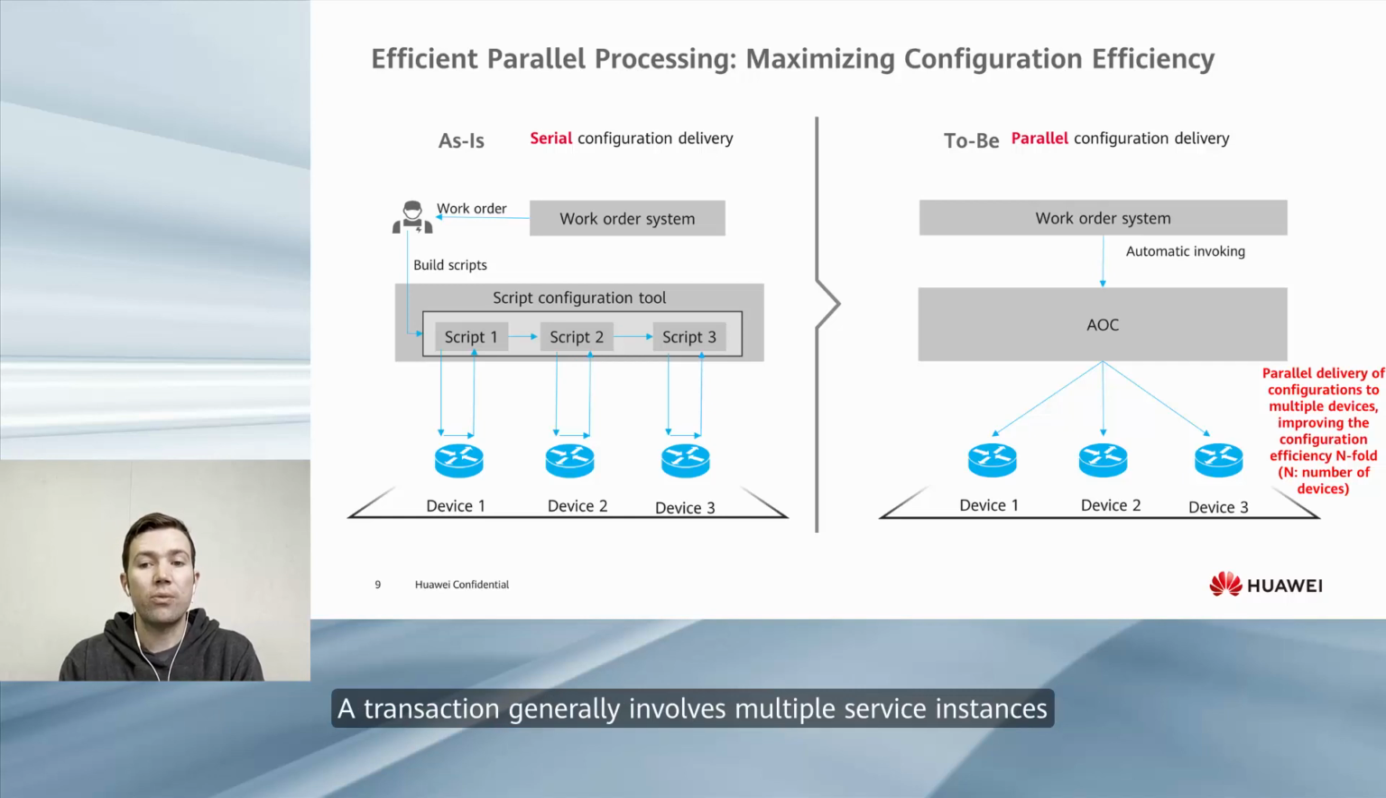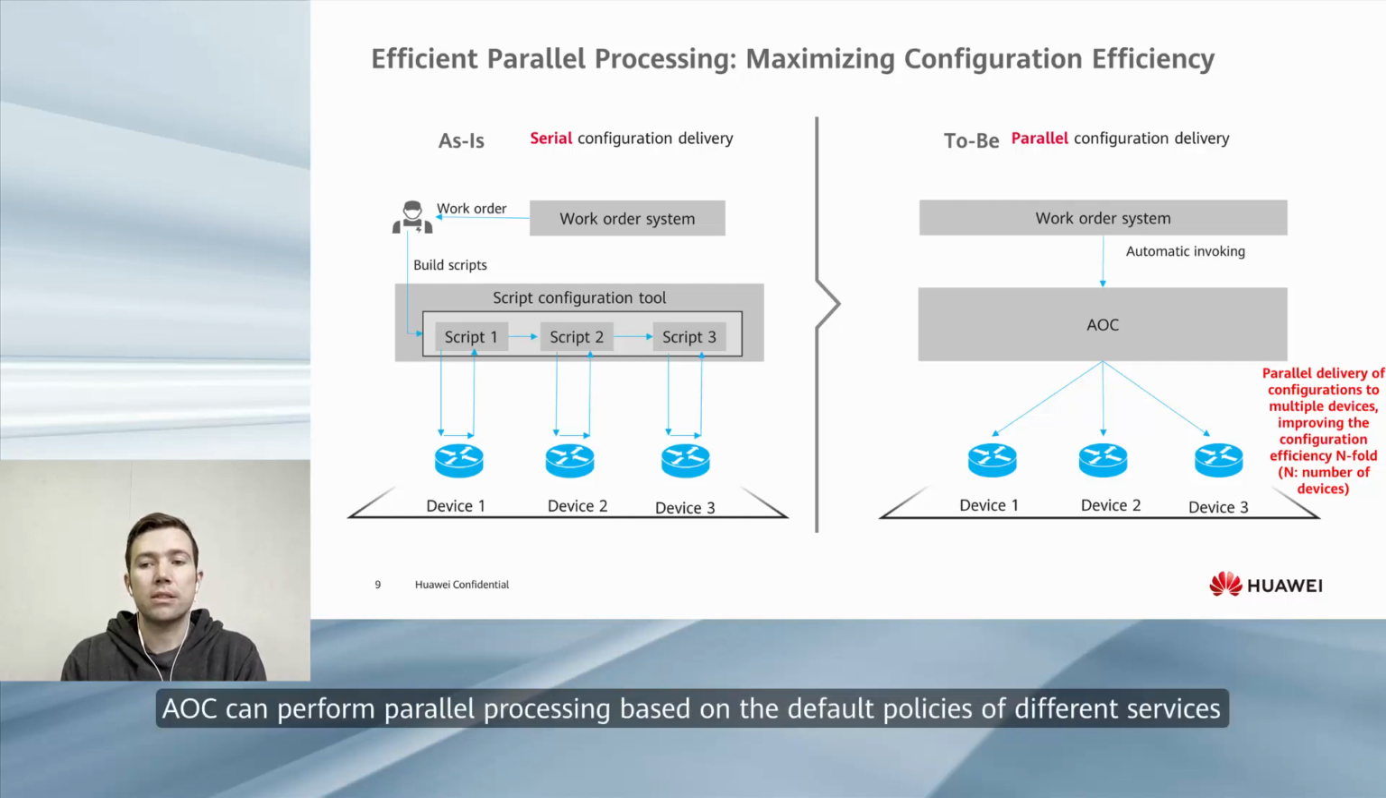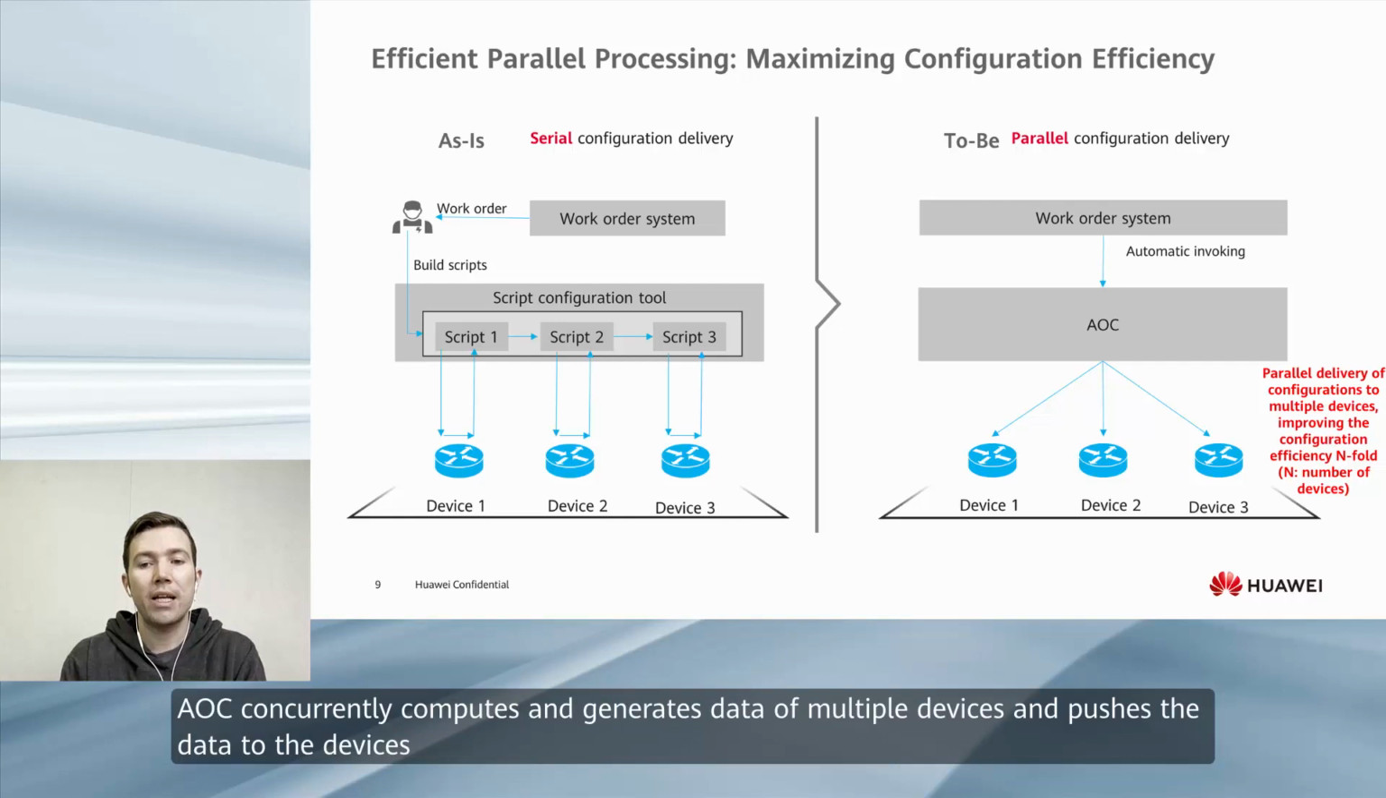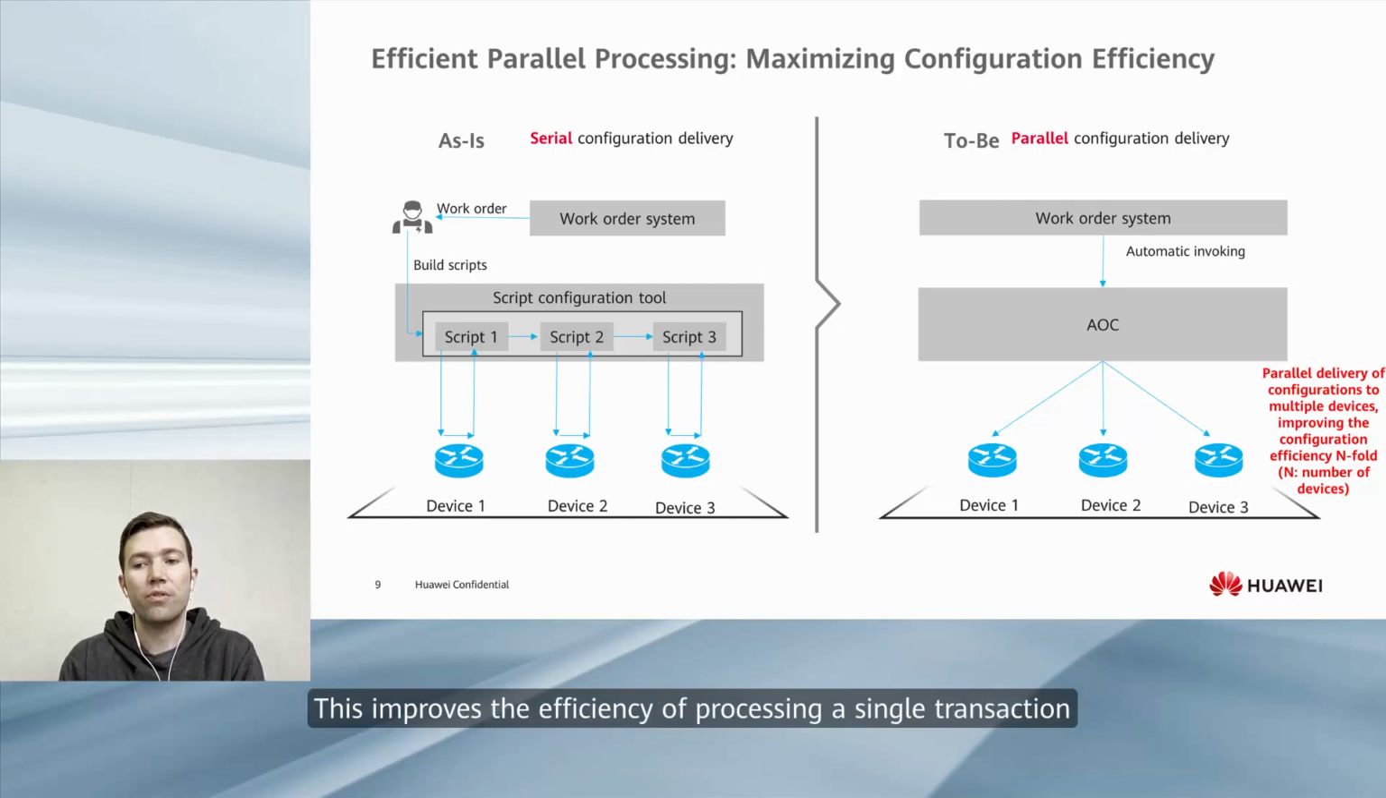A transaction generally involves multiple service instances. AOC can perform parallel processing based on the default policies of different services. When committing configuration data, AOC concurrently computes and generates data of multiple devices and pushes the data to the devices. This improves the efficiency of processing a single transaction.